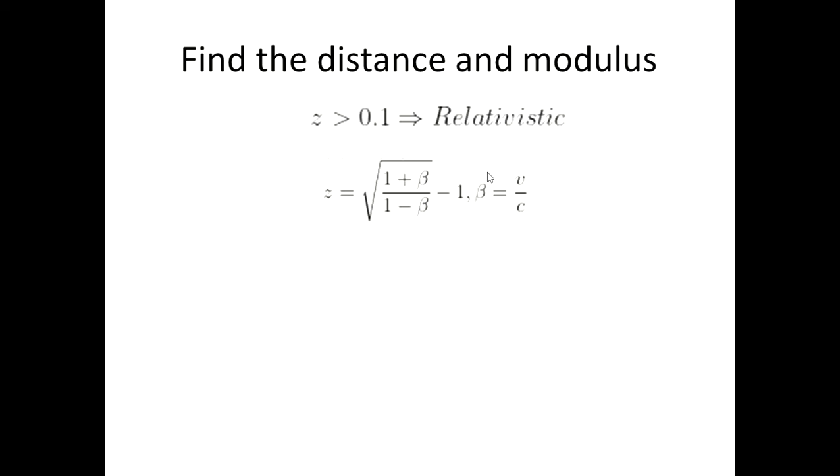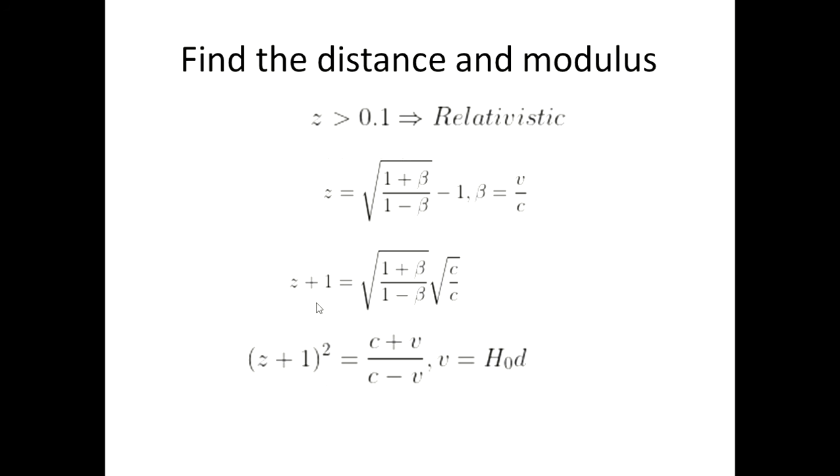By finding its V, or its recessional velocity from us, we can then find its distance. So basically we just need to find the V, or the velocity, which is inside beta. Put the 1 to the other side and multiply the right hand side by the square root of C over C, or speed of light over speed of light, which will be 1. And then we get the square root of C plus V over C minus V.